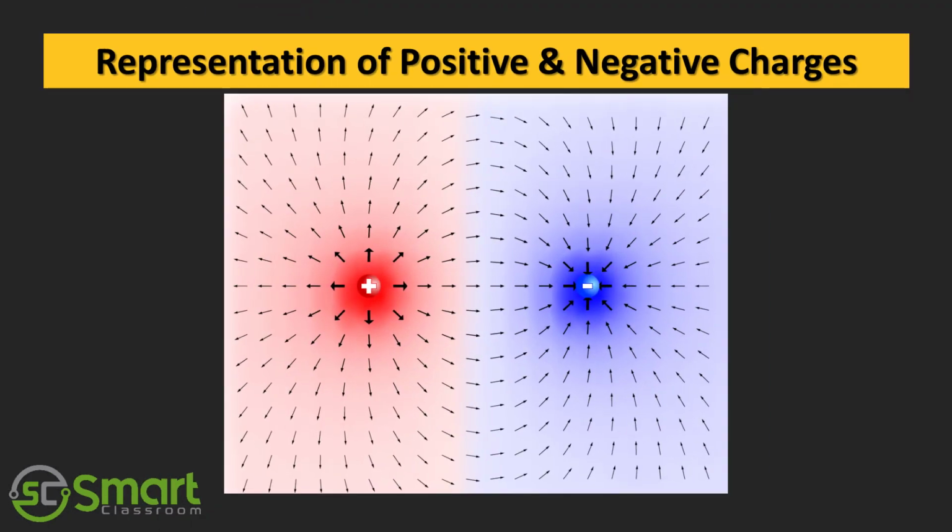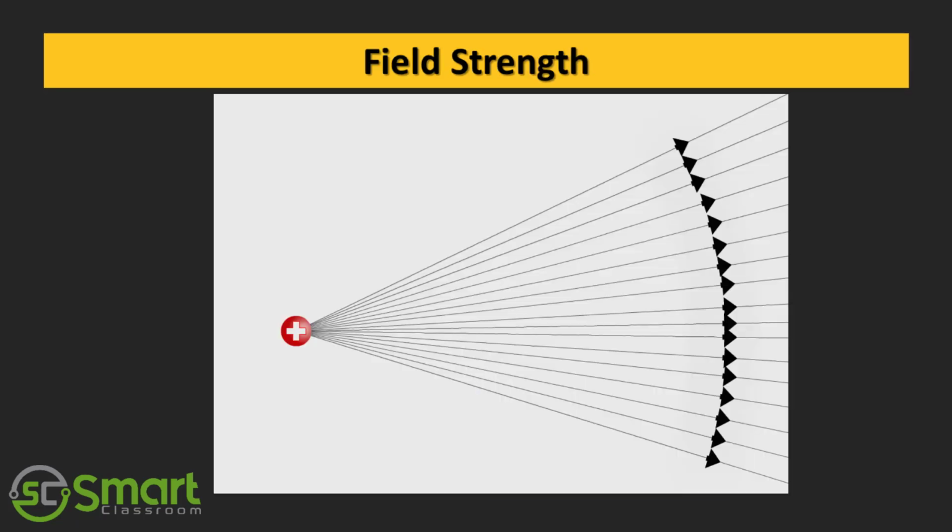The plus charges blow out the air like an air dryer, and the minus charges suck the air like a vacuum cleaner. The field strength: if the field lines are closer together, then the density of the lines is high. When we move away from the charge, the density goes down. Far away, the electric field goes down by 1 by r square.